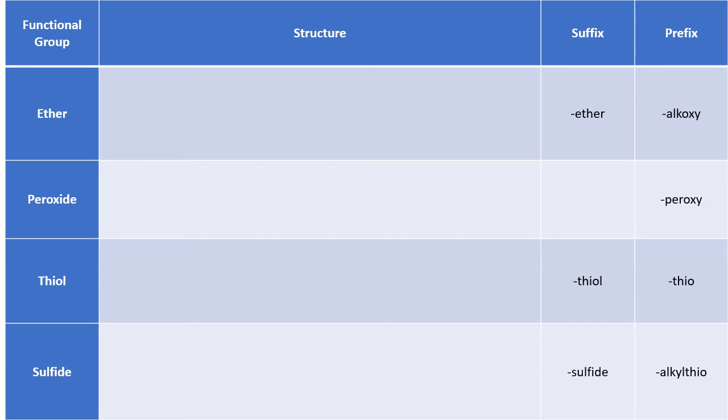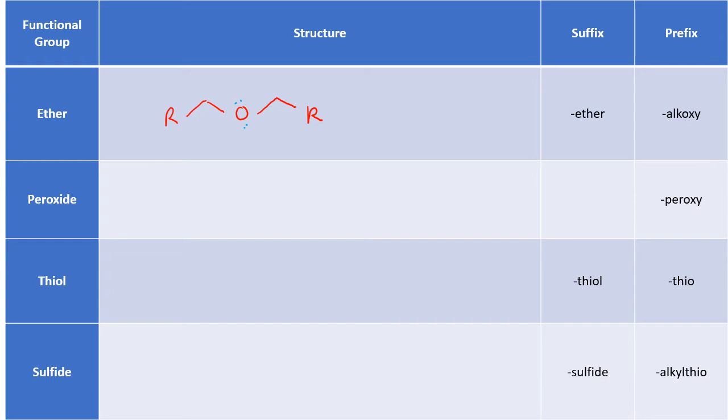Now we're going to look at some oxygen and sulfur containing functional groups. And oxygen is right above sulfur in group 6A on the periodic table. So first we have ethers, which an ether is a functional group where you have two carbon chains flanking an oxygen. And oxygen, we know, has two lone pairs of electrons on it.